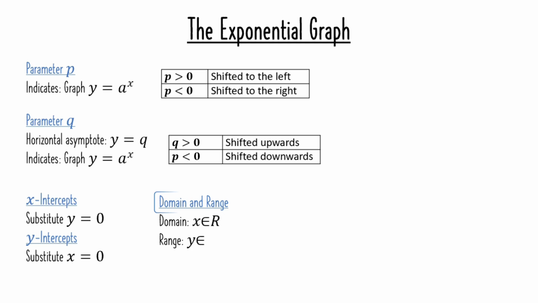What about the domain and range? The domain is all real numbers. The range depends on the values of a and q. Typically, y is all real numbers greater than q if a is more than 1, or all real numbers less than q if a is between 0 and 1 due to decay.